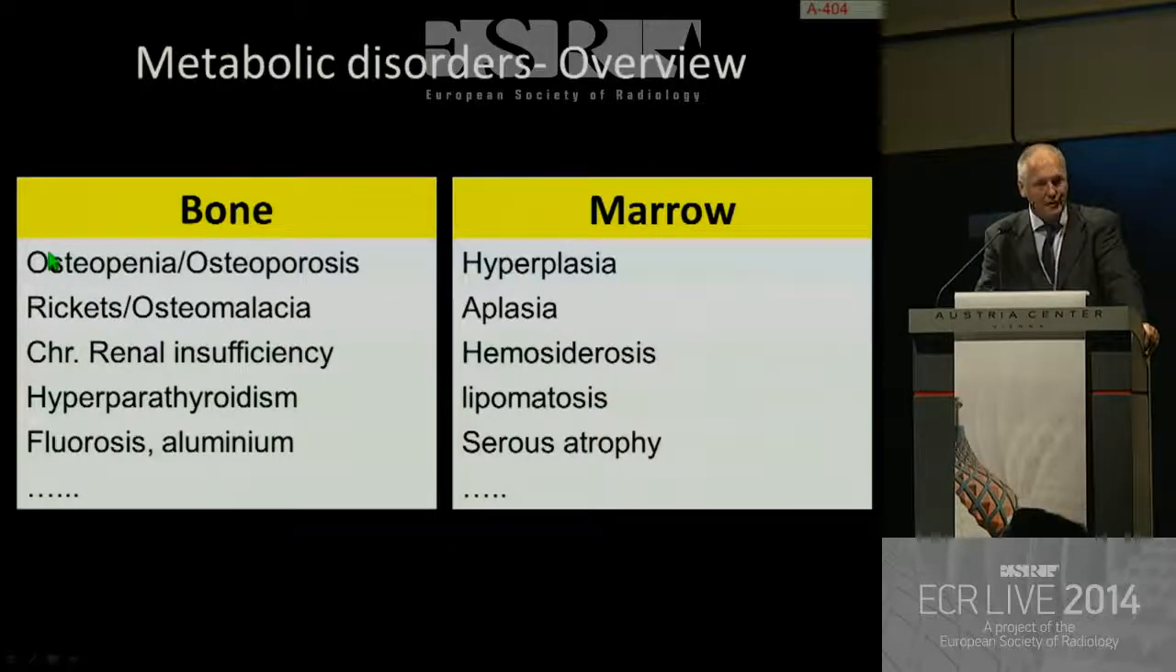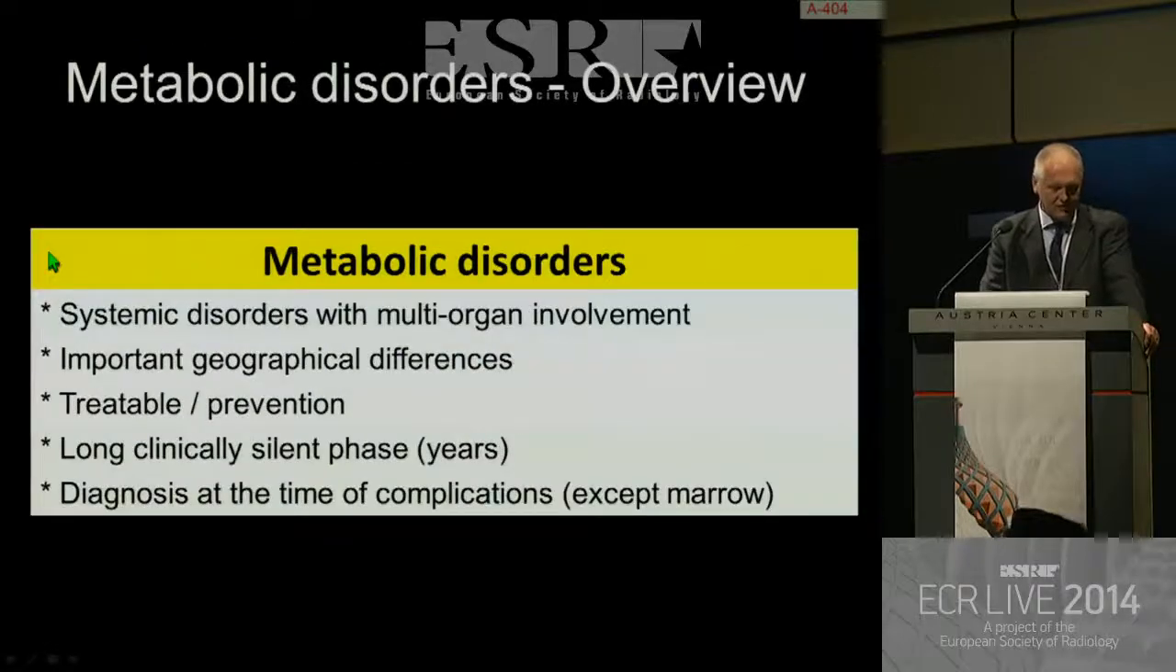You know the names of most of these conditions. To summarize, to provide an overview on metabolic disease, and in that point they differ from many, many other categories of disease. These are systemic disorders. The entire body or the entire MSK system can be involved. There are important geographical differences. Some hemolytic anemias are extremely frequent in Africa, not in the northern part of Europe.